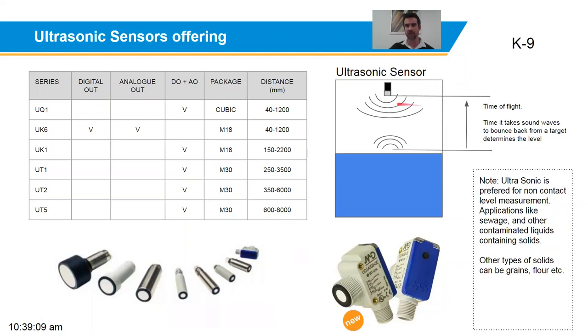So for those of you who don't know, an ultrasonic sensor sends out a sound wave, and the time that sound wave takes to bounce off the target and reflect back to the sensor is how the sensor determines the actual distance of the target. Similar to a dolphin. So if you need to measure the level and you can't make contact with the medium, maybe like sewage water or grain or something like that, then an ultrasonic sensor is a great solution to go for.